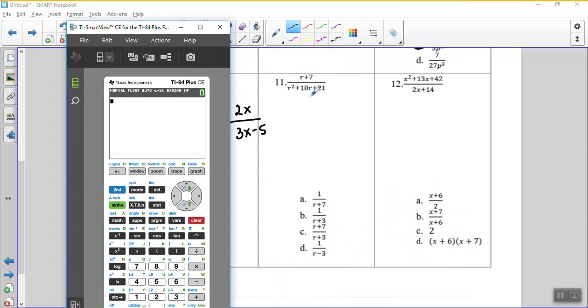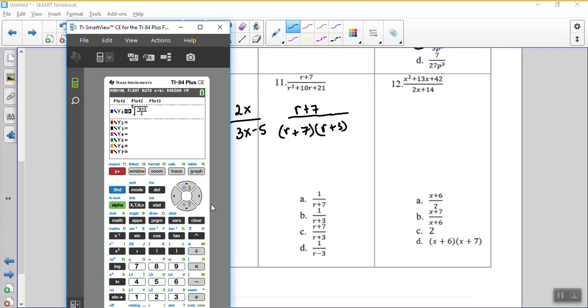Alright, this one is a trinomial, so we have to first try to factor out this trinomial, and then we can simplify. In the numerator, I have r plus 7, and then in the denominator, factoring trinomials, you know it's in factored form when you see some parentheses. So I have r and r. What two numbers multiply together to give you 21, but when you add together give you 10? Those are 7 and 3, okay?